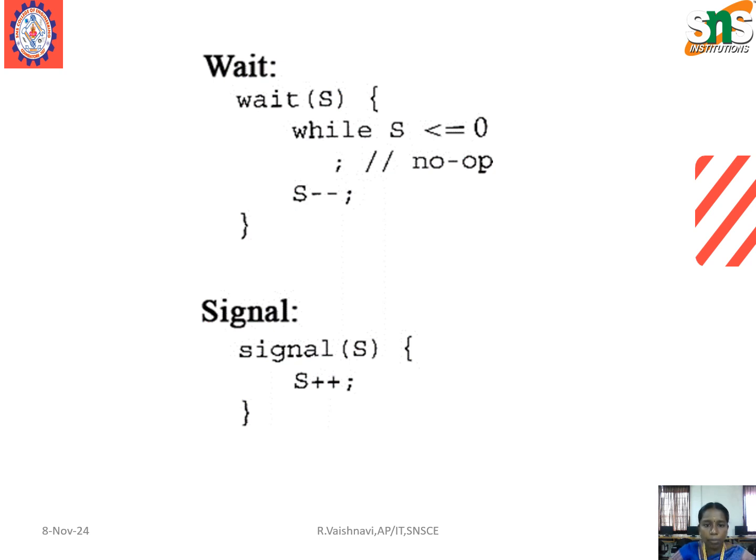First one is the wait operation. Here we define wait(s), that is wait on the semaphore, where while s is greater than or equal to 0 and then s minus minus, the decrement operation, is performed. Next one is the signal operation. In the signal operation, signal(s), that is on the semaphore, s plus plus, the increment operation, is performed here.